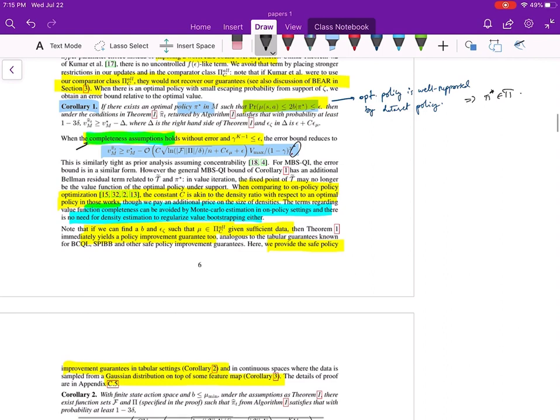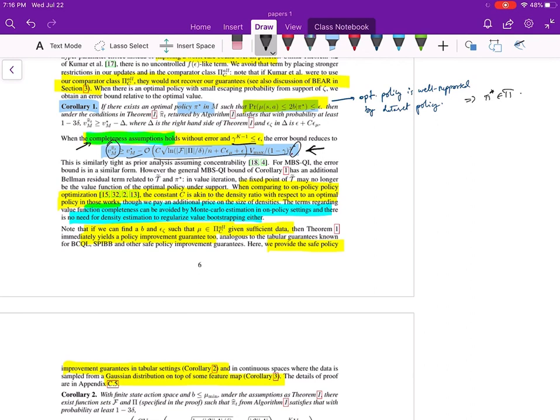So using the completeness assumption which I just mentioned above, the error bound from theorem 1 is simplified to this factor. So what this is saying is that whatever policy your algorithm gives out, the value of it is at least close to your optimal value, but not far away, in this order.